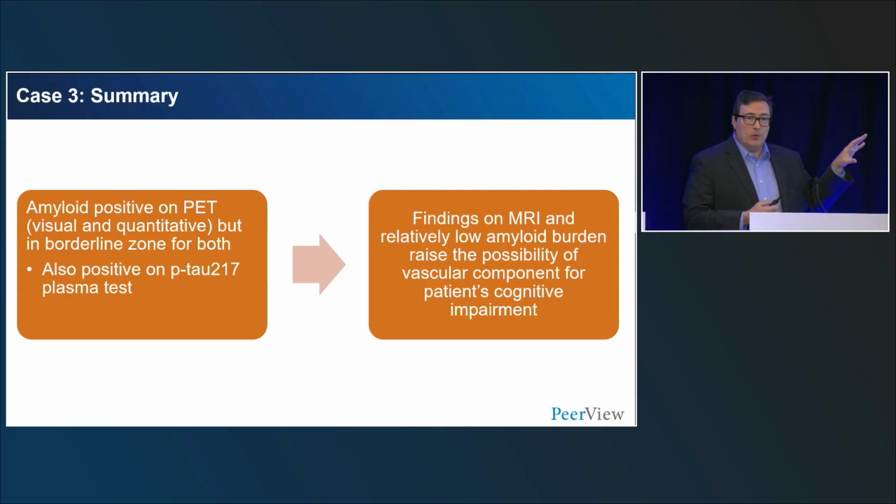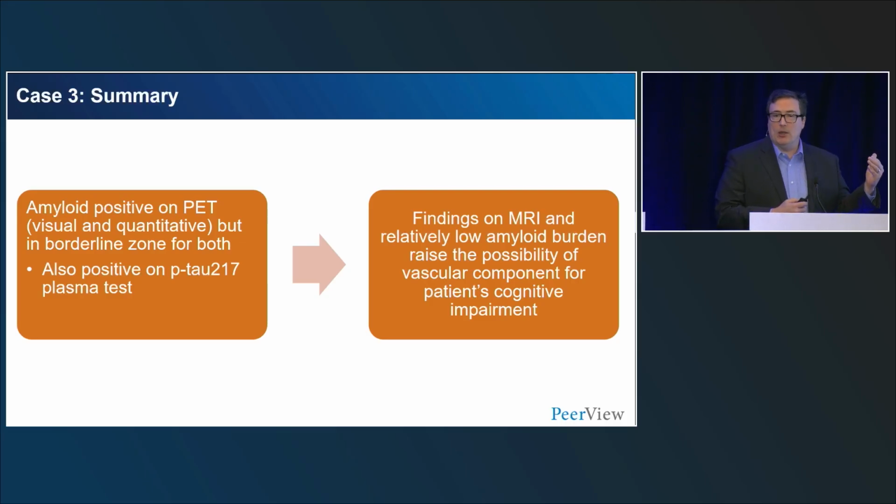Now, this still could be cognitive impairment due to Alzheimer's disease. I can't tell just from this imaging, but given the MR, given the low level of positivity, this is a patient where you want to think, could something else be going on? And that could be important.